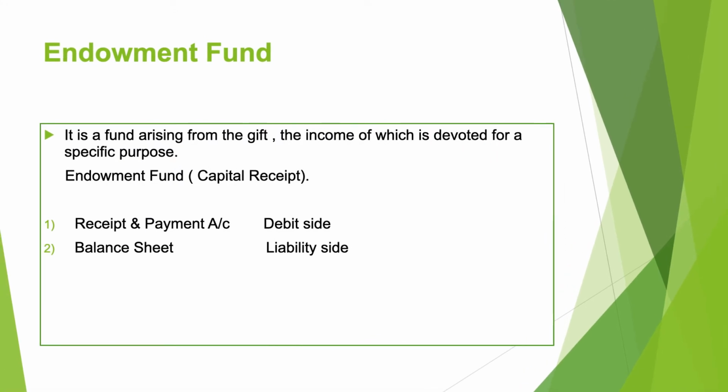Endowment fund is a fund which arises from a gift and the income of which is devoted for a specific purpose. Since it is devoted for a specific purpose, it is a capital receipt. In receipt and payment account, it is recorded on the debit side, and in balance sheet, it is recorded on the liabilities side.